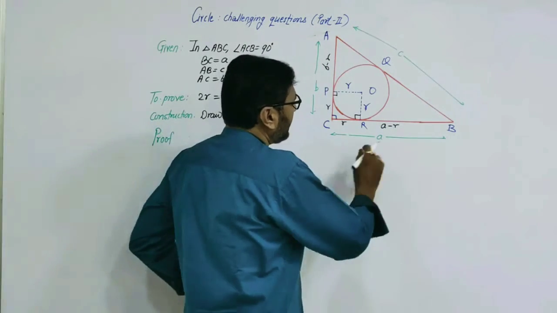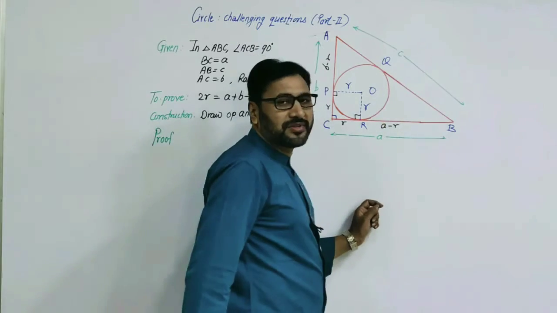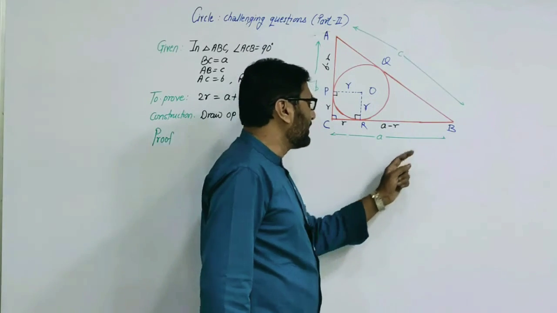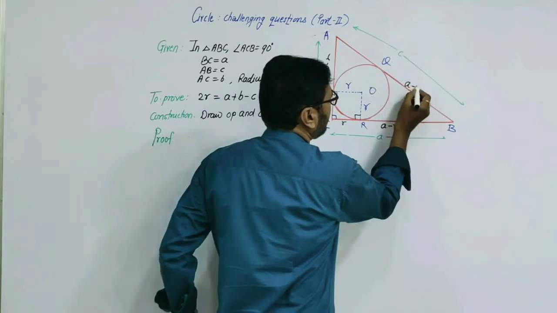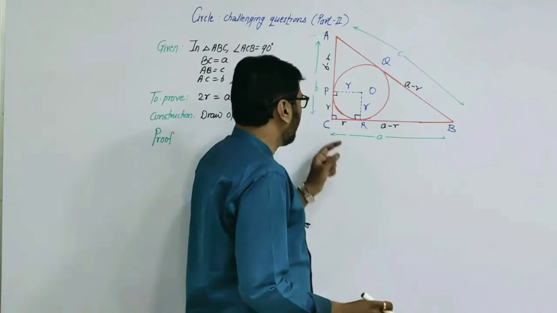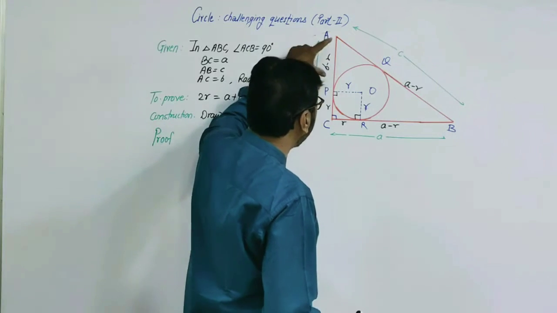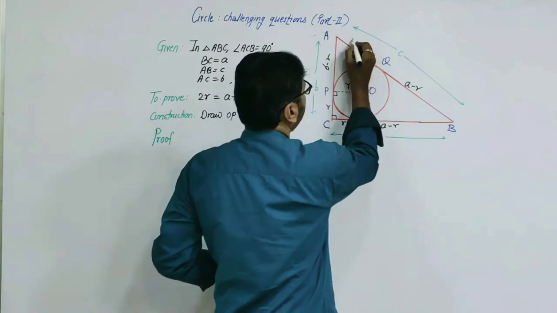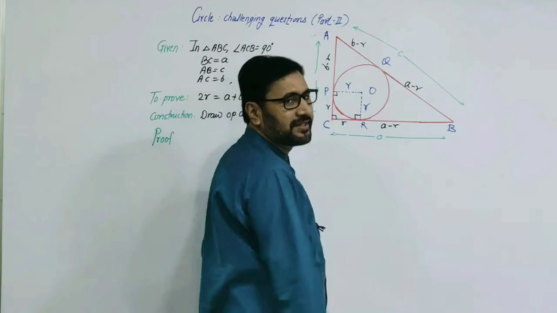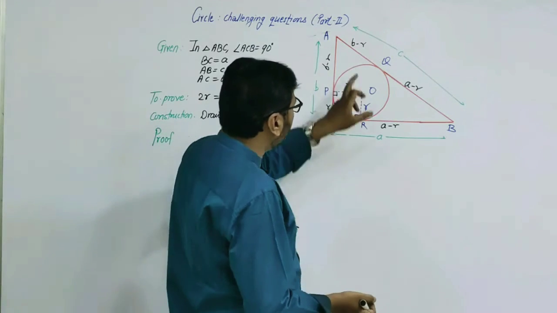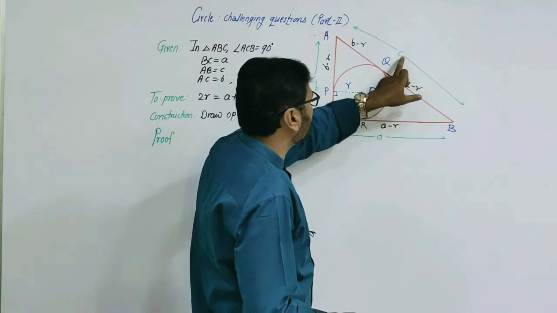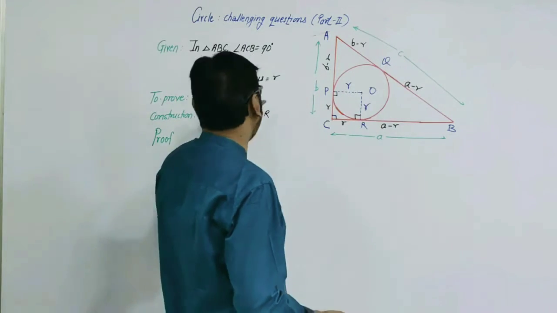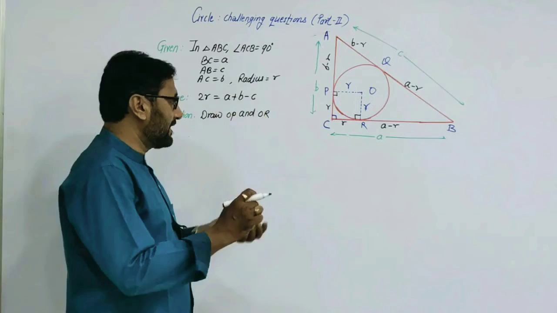Now, you know, lengths of two tangent segments drawn from the exterior point of a circle are equal. So BR is equal to BQ, which is equal to a minus R. Again, if this is b minus R, this will be b minus R. Tangent segment theorem. So if you add b minus R plus a minus R is equal to c, then you will get the required result.